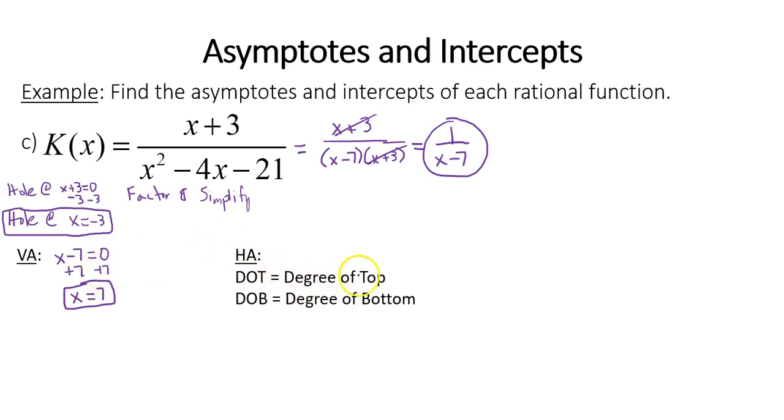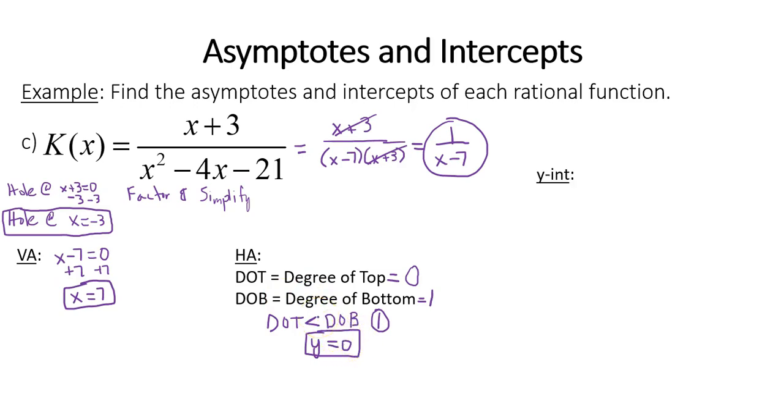Now, the degrees. Look at the simplified function, 1 over x minus 7. The top has a constant, so the degree at the top is 0, and the degree at the bottom is just 1. So the degree at the top is less than the degree at the bottom. This puts us in case number 1. Case 1 says that the horizontal asymptote will be y equals 0. That means it will be the x-axis, a line right on top of the x-axis.